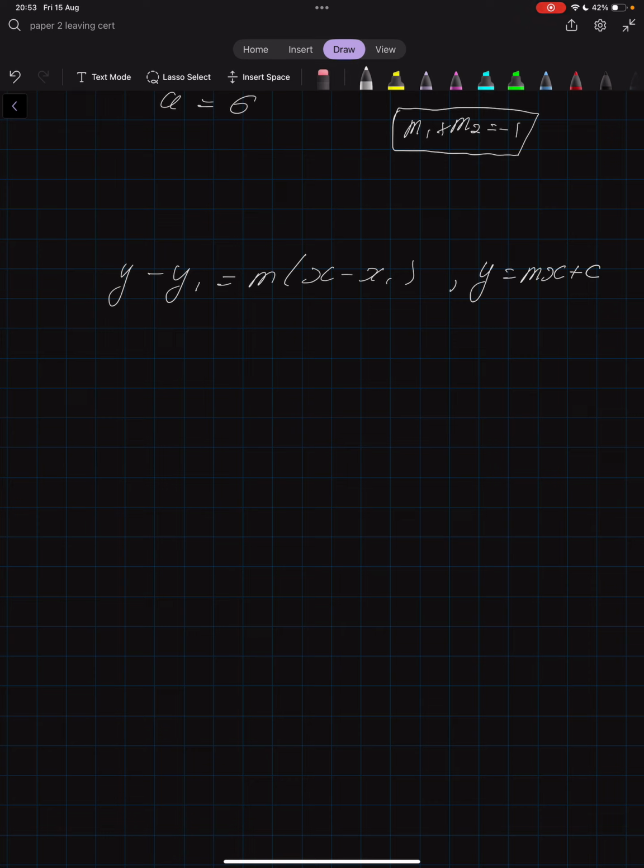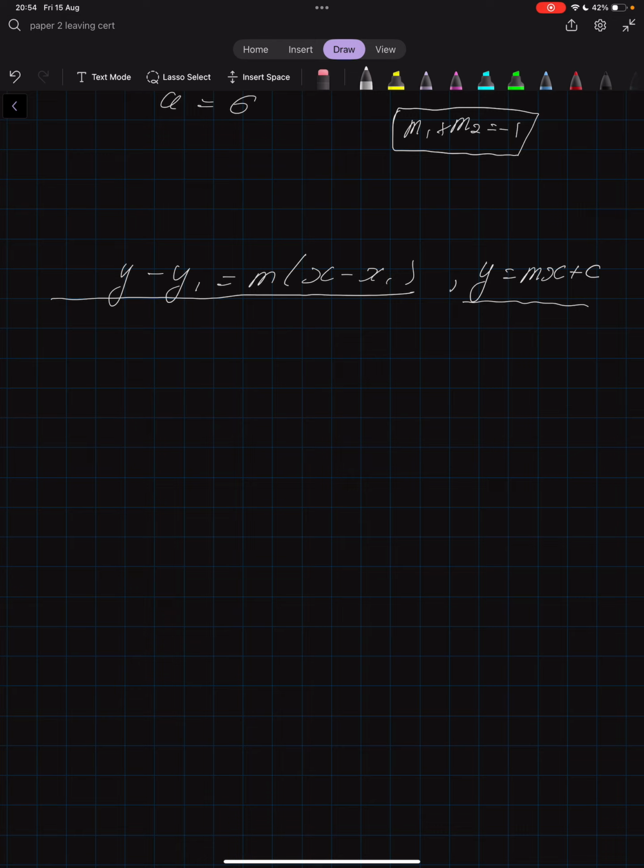If you don't know what the line is, and you want to figure out what it is, you will choose the first one. If you know what the line is, and you want to draw it, then you'll use the second one.